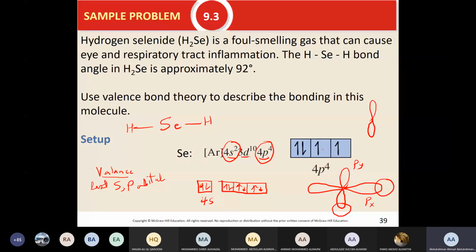And what's the angle between the p orbitals? If we have two p orbitals like this, what's the angle between them? 90 degrees. As a result, what do you expect the angle in the SeH2 molecule? 90. And it was found to be 92. Is this clear?